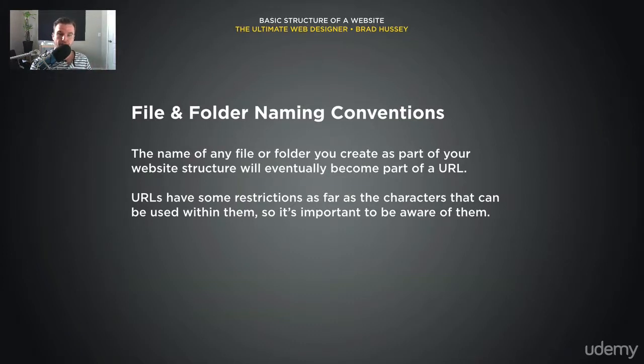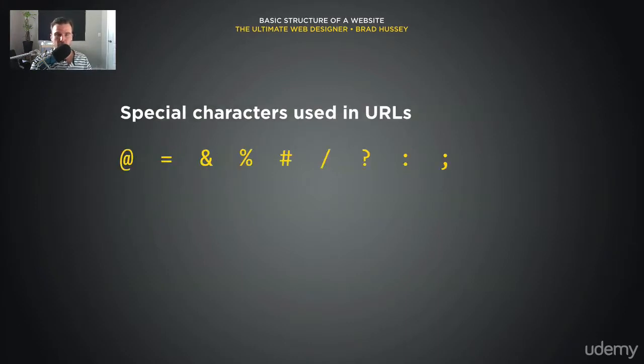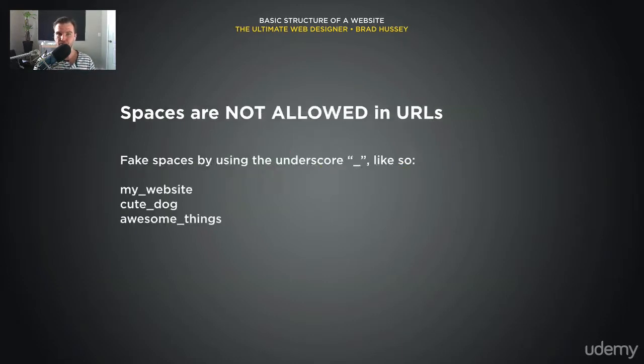The name of any file or folder you create as a part of your website structure will eventually become part of a URL. URLs have some restrictions as far as the characters that can be used within them. So it's important to be aware of them. So these characters are not allowed in URLs. Things like tabs, spaces, brackets, curly braces, backslashes, things like that. Some special characters are allowed in URLs, like the @, equals, ampersand, %, pound, /, question mark, colon, and semicolon.